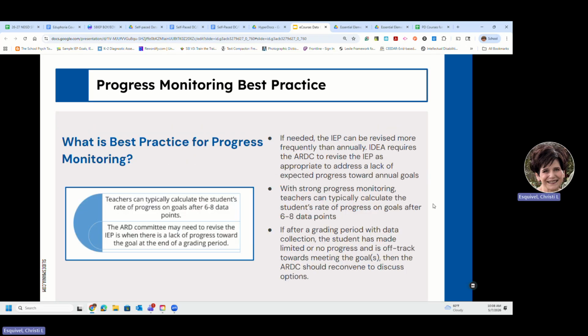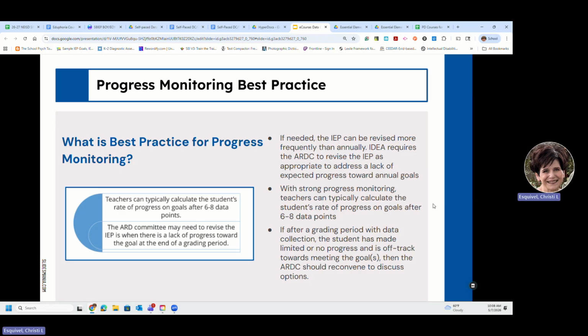IEPs are reviewed at least annually. However, the IEP can be revised more frequently as appropriate. The IDEA requires that the ARD committee revise the IEP as appropriate to address a lack of expected progress towards annual goals. Frequent data collection and progress monitoring towards annual goals are critical to know when the ARD committee needs to revise the IEP due to a lack of expected progress.